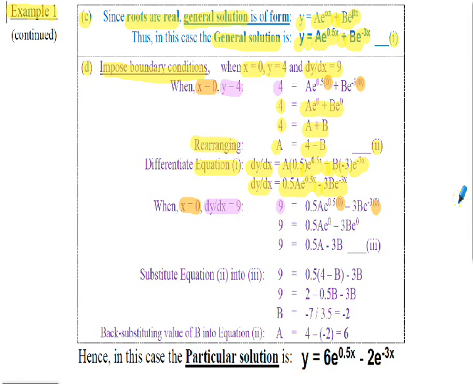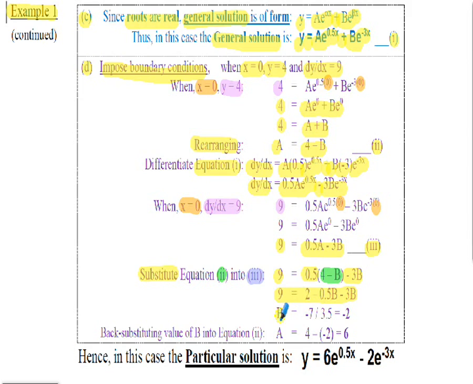Again, noting that e to the 0 is 1, we can simplify the equation to 9 is equal to 0.5a minus 3b. I've called that equation 3 for reference. Now we substitute equation 2 into equation 3. So we now have 9 is equal to 0.5 multiplied by equation 2, which is 4 minus b, minus 3b. On the next line we simply expand the brackets and then collect the terms together.